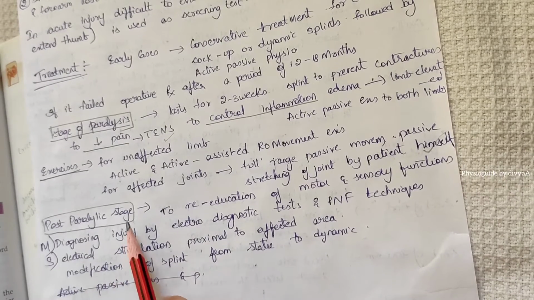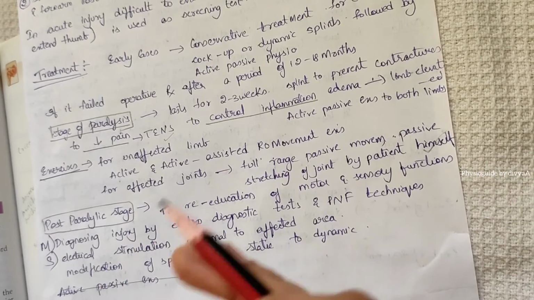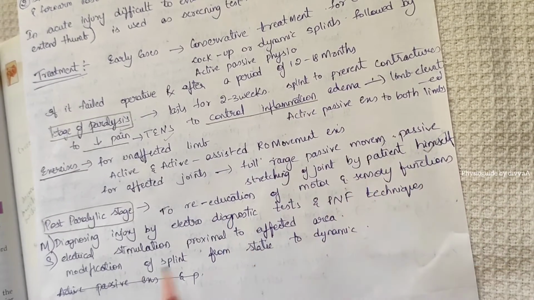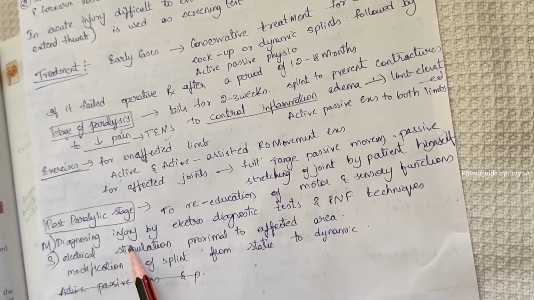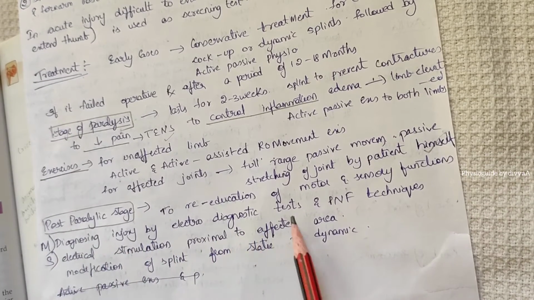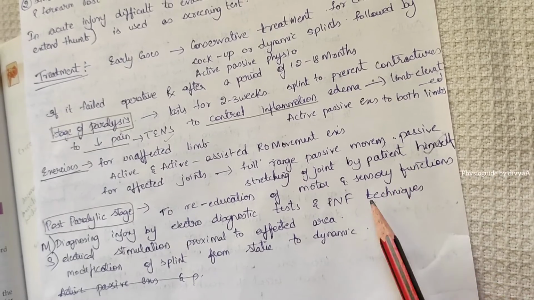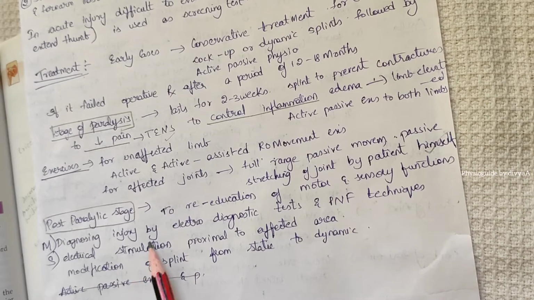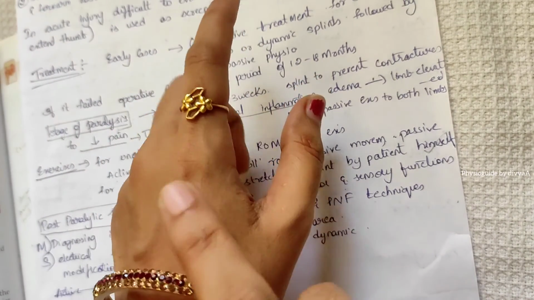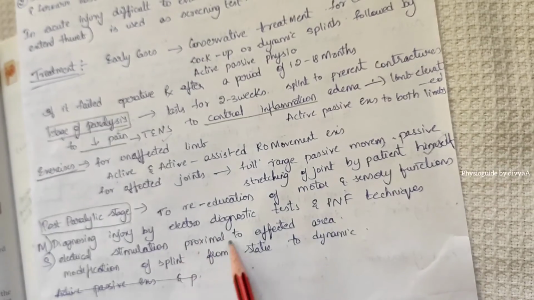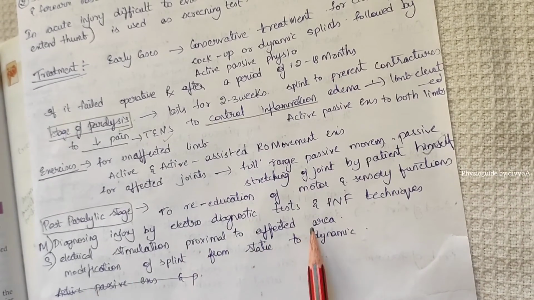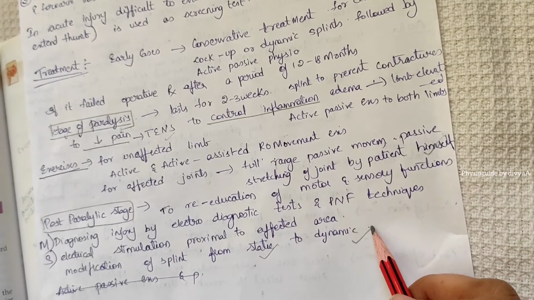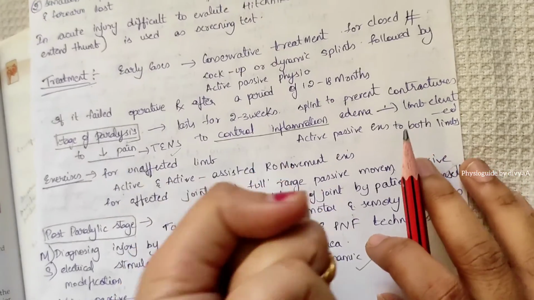After the paralysis stage, to re-educate, meaning to improve the response of motor and sensory function, we diagnose the injury by electrodiagnostic test, and use the hold and relax type of PNF technique. Next, sensory stimulation by electrical stimulation, sensory stimulation by cutaneous stimulation over the superficial skin proximal to the affected area, and modification of the splint from static splint to dynamic splint, so that they'll do movements properly and improve their movements.